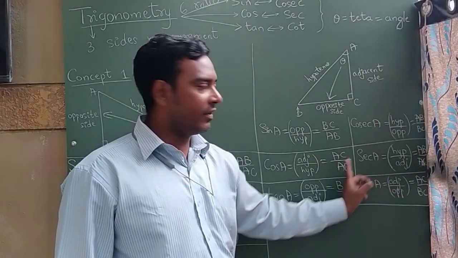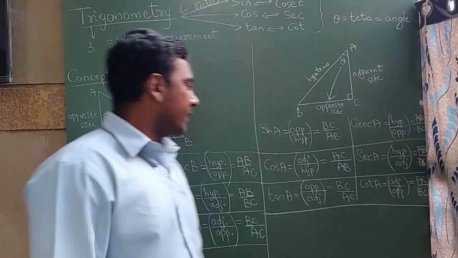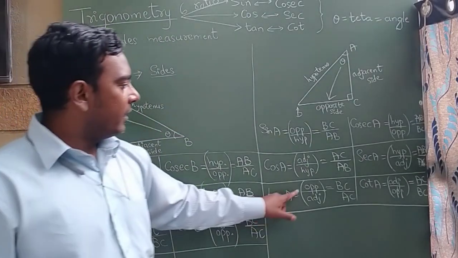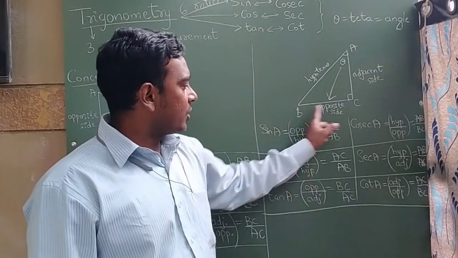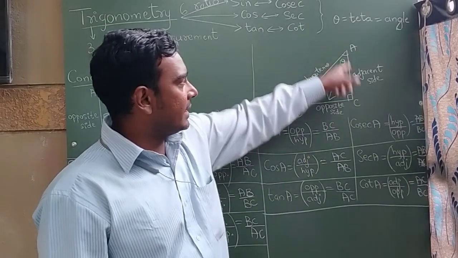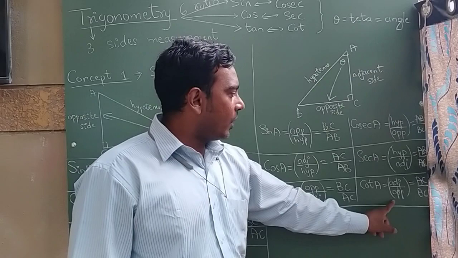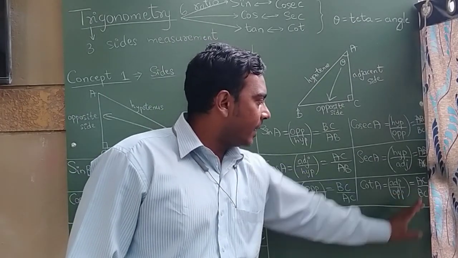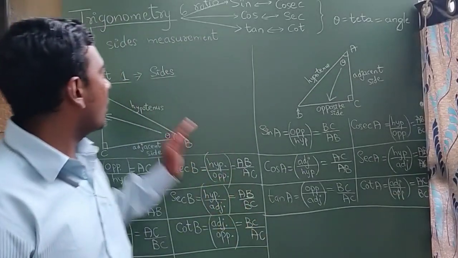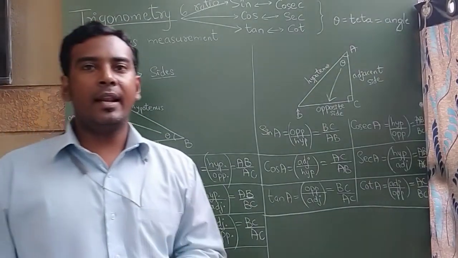You can see here reverse. So AB upon AC. Tan A is opposite upon adjacent. Opposite is BC and adjacent is AC. Okay. Reverse of this is cot A, adjacent upon opposite, that is AC upon BC. This completes your concept number 1. Let's move on to the next concept.